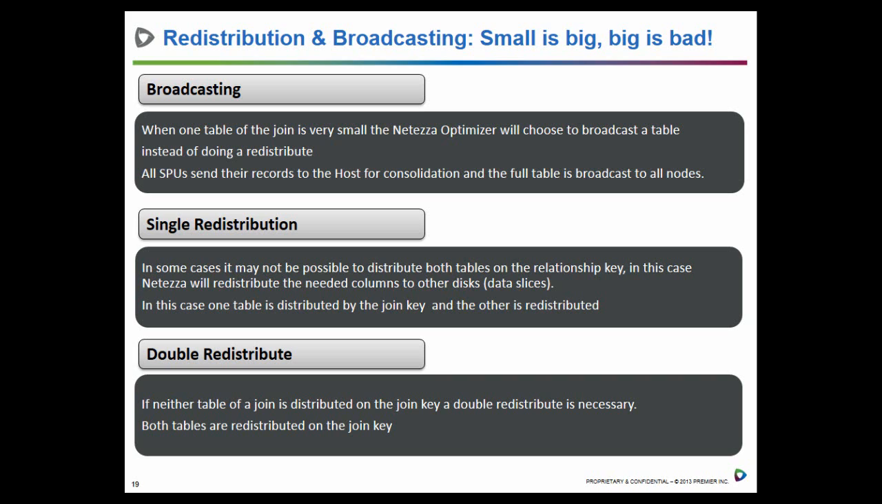But now let's take a scenario where you have double redistribution, and this is a no-no because this will cause a lot of problems. If neither table of a join in your SQL statement is distributed on the join key, a double redistribute is occurring, right? This is a classic case when you distribute your data on patient key and you are querying data and retrieving data based on your encounter key, right? So this is bound to happen, and this will cause double redistribution of data. You will be redistributing both your encounter table and your ICD table, right?